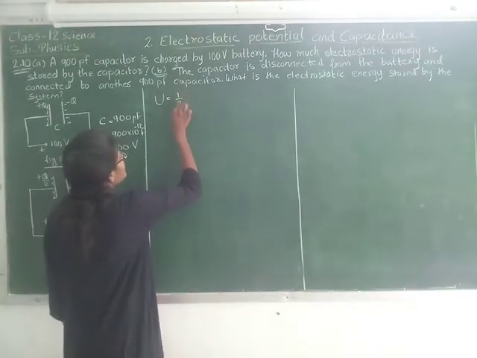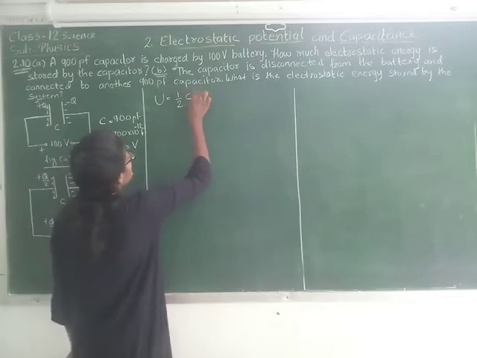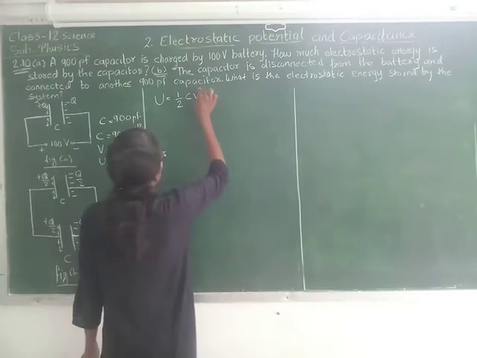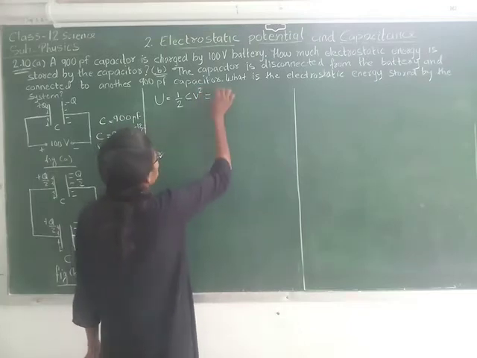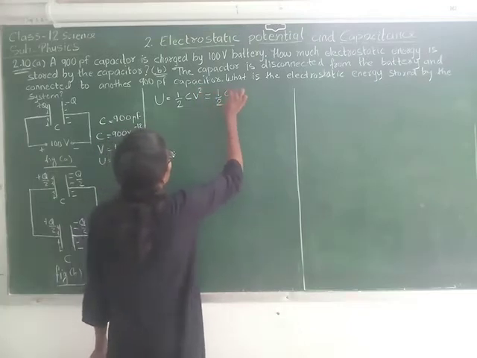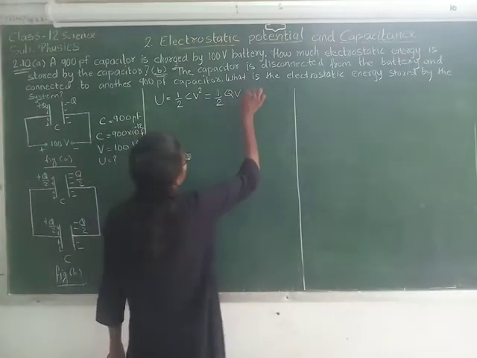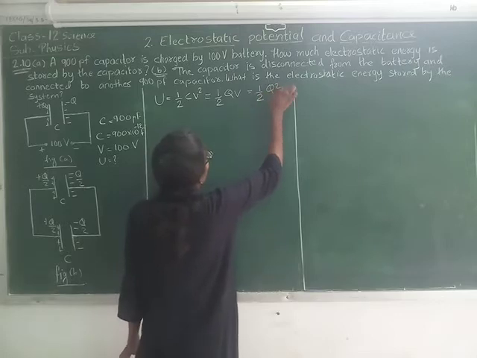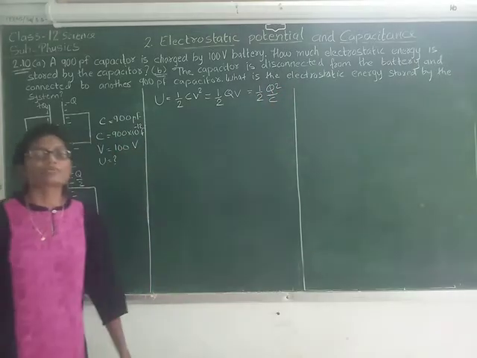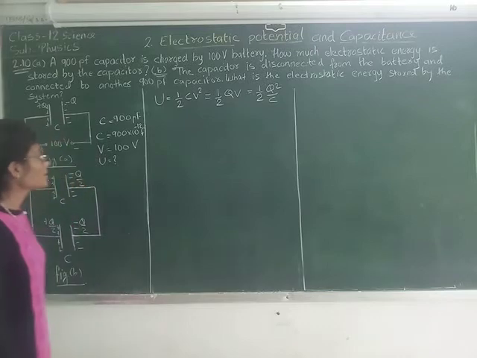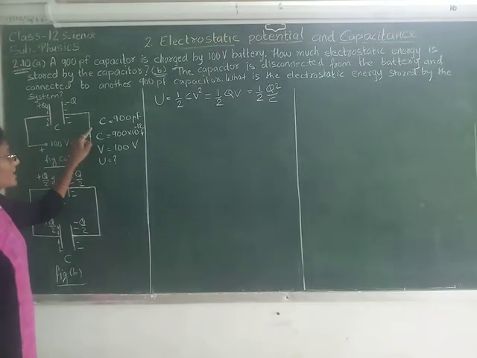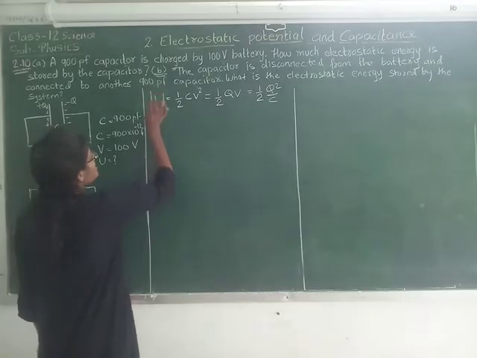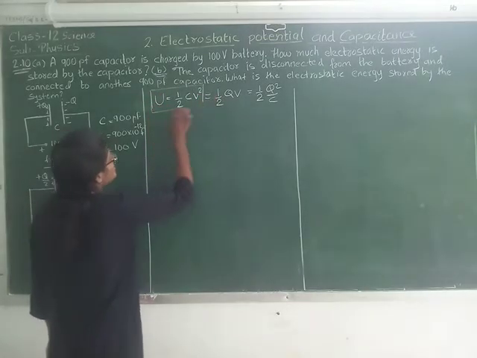One is U equals half CV square, also half QV, also it equals half Q square by C, right? We have these three equations. Now see, as per the given data we have C, we have V, we need to find U. So we will be using this first equation.